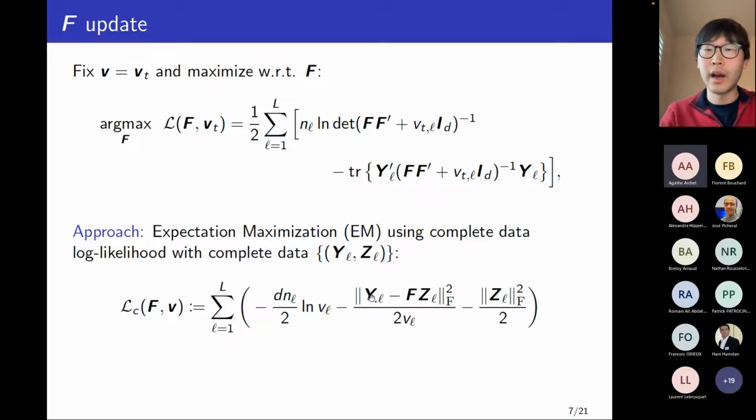All right, remember that if you know F and ZL, then YL is just Gaussian with mean F times ZL and variance VL coming from the noise. And then here's the term for just the ZL, which is just Gaussian with mean 0, variance 1.